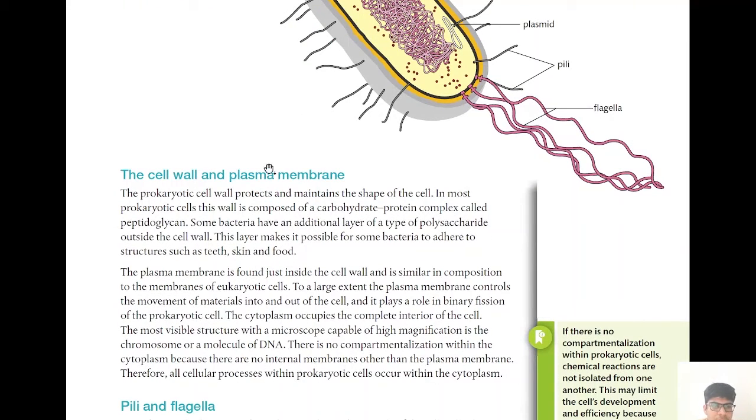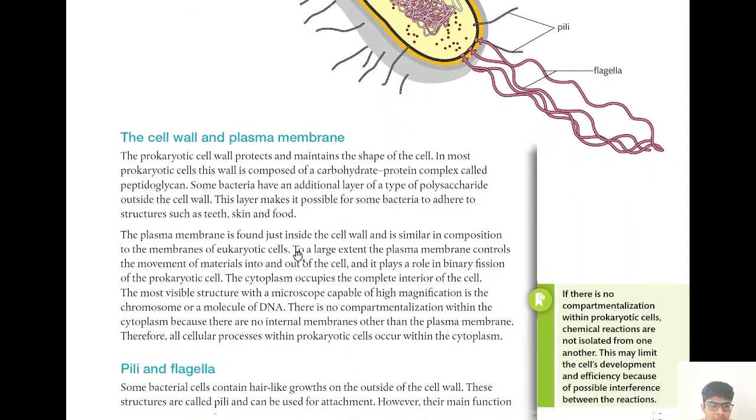The cell wall and plasma membrane: the prokaryotic cell wall protects and maintains the shape of the cell. In most prokaryotic cells, this wall is composed of a carbohydrate-protein complex called peptidoglycan. Some bacteria have an additional layer of a type of polysaccharide outside the cell wall. This layer makes it possible for some bacteria to adhere to structures such as teeth, skin, and food.